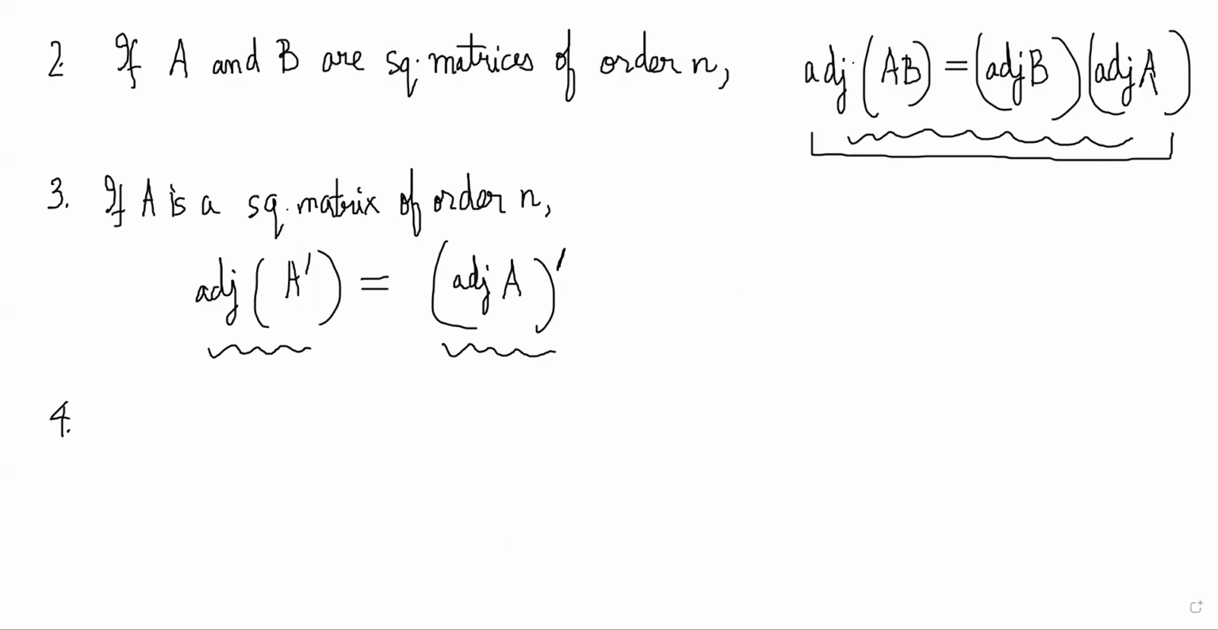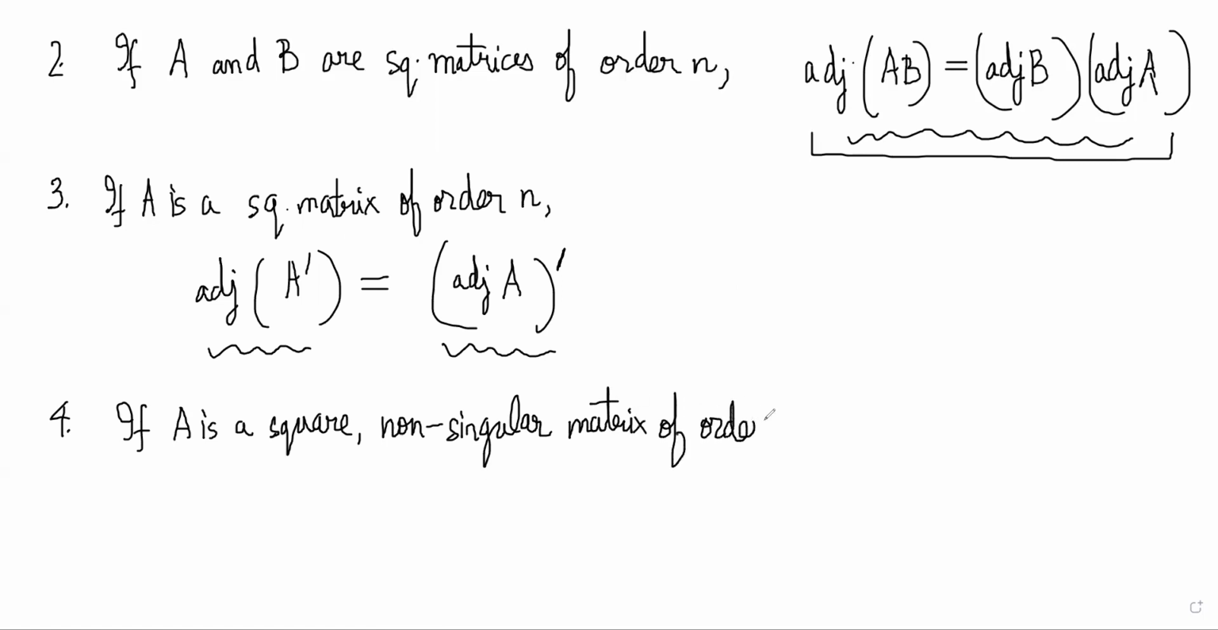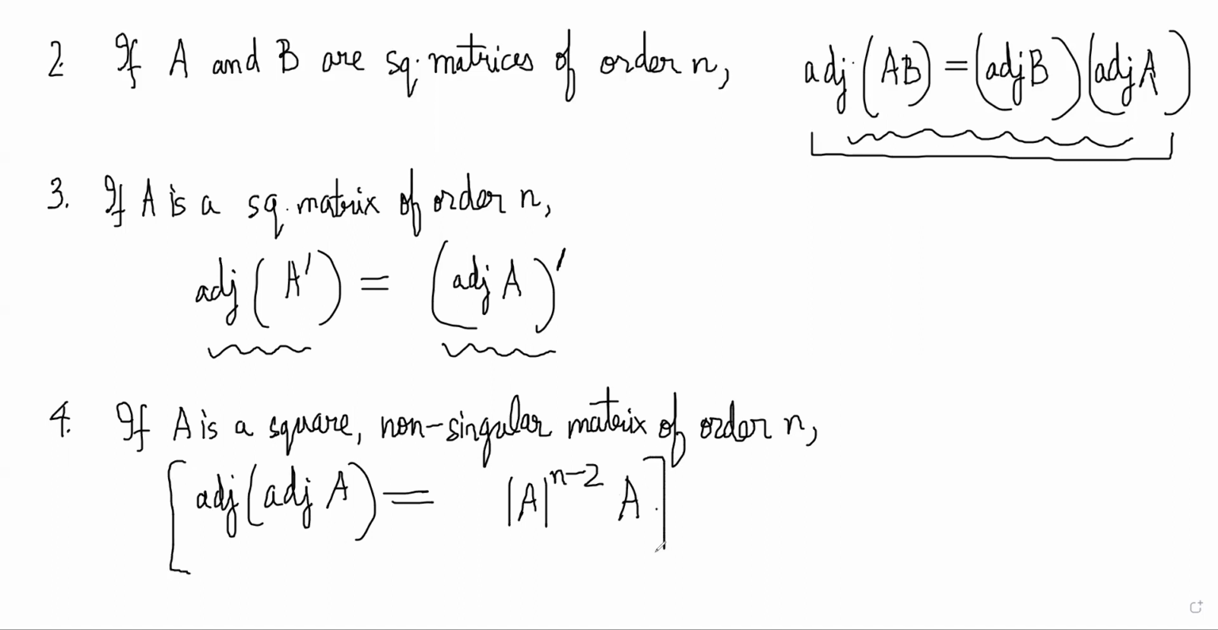The fourth one is, if A is a square non-singular matrix of order n, then the property says that adjoint of A is equal to det of A power n minus 2 times A. Now this property you have to prove.